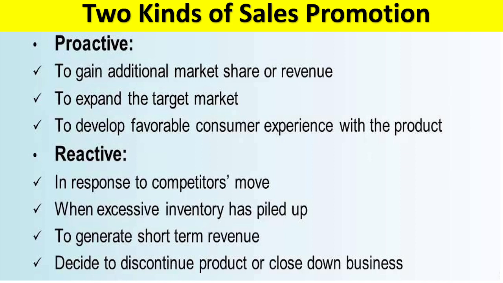Now there are two kinds of sales promotion which are most popular. One is proactive promotion and another is reactive promotion. Proactive means what? When a company wants to gain additional market share or revenue, it uses proactive promotion. Here the company's intention is to extend their target market. In proactive promotion, they develop a favorable consumer experience with the product. They try their best efforts so that the product is purchased and the customer has a positive experience, which is favorable for the company's growth.